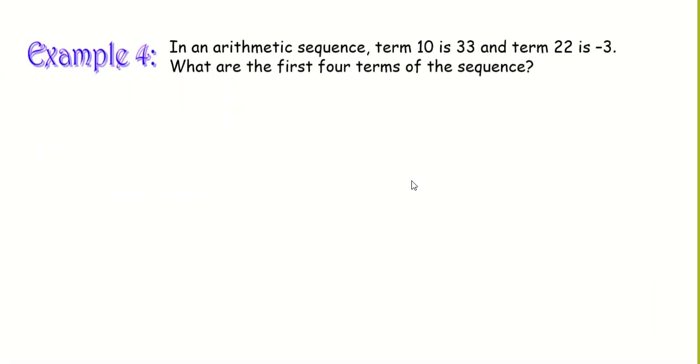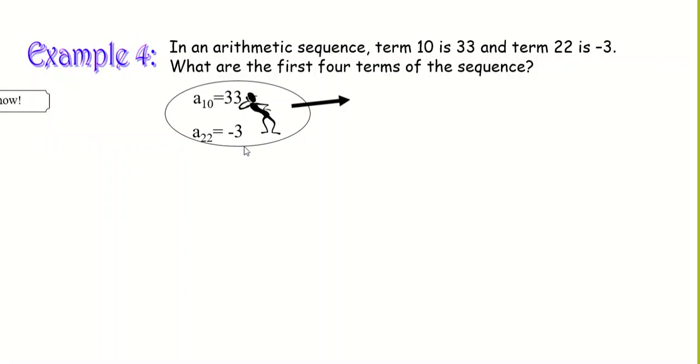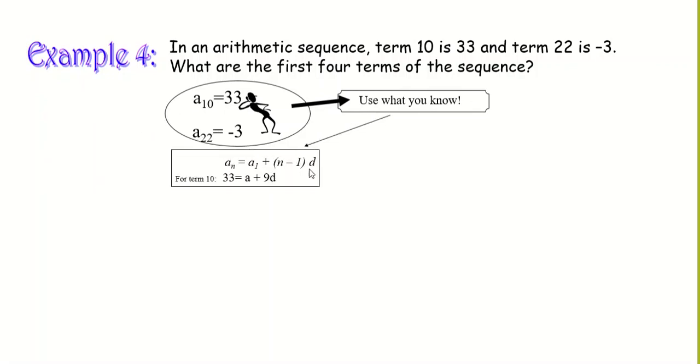Okay, next. Example number 4. In an arithmetic sequence, term 10 is 33 and term 22 is negative 3. What are the first 4 terms of the sequence? You have to think about it because you're only given a sub 10, which is 33, and a sub 22, which is negative 3. There are ways to solve this because you know that the general formula is this one, so you can plug in what are the available data that you have. So this a is actually a sub 1 plus 9d.